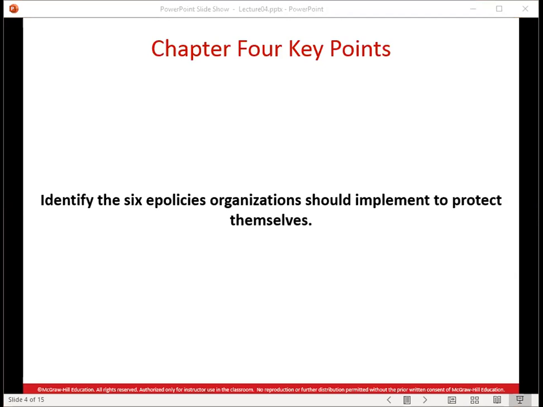So next we have to look at the 6 e-policies that organizations should implement to protect themselves. An ethical computer use policy contains general principles to guide computer user behavior. For example, it might explicitly state that users should refrain from playing computer games during working hours. Secondly, an information privacy policy contains general principles regarding information privacy.